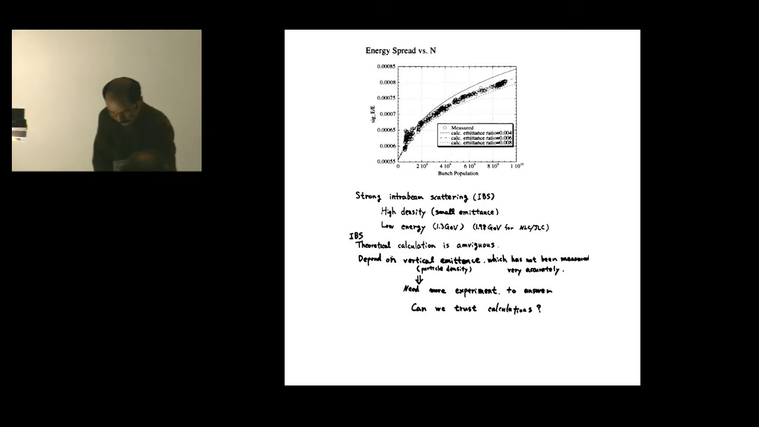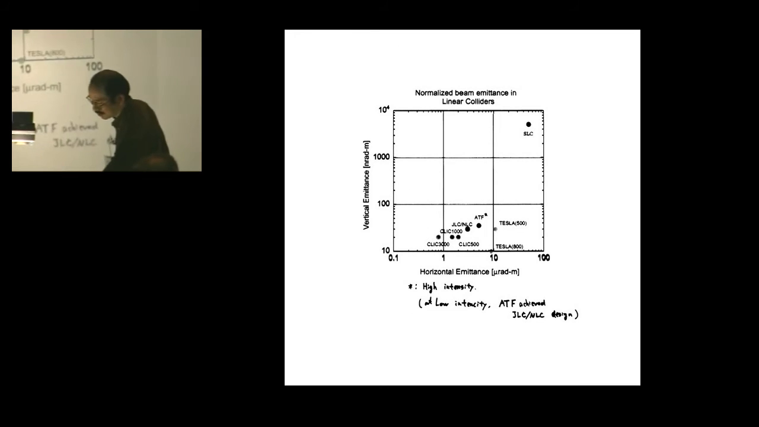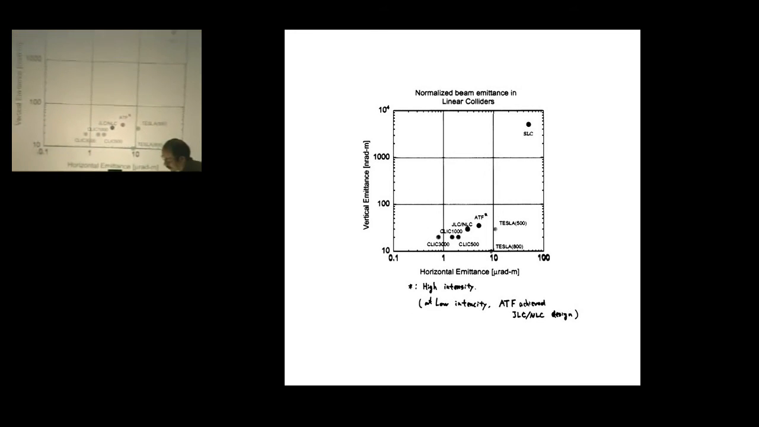So, okay, let me show the normalized emittances of linear colliders. The horizontal normalized emittance and vertical emittance. This is SLC, and ATF at high intensity is here. And at low intensity, we achieve the JLC NLC design. TESLA here and CLIC here. So it's very close to the design.